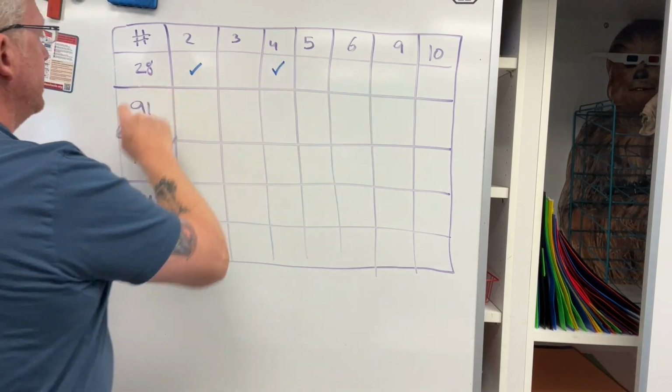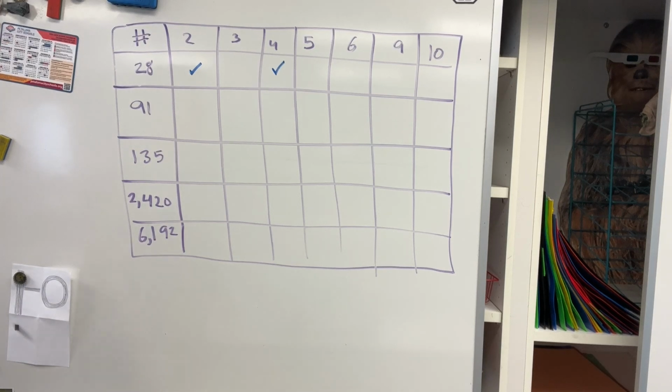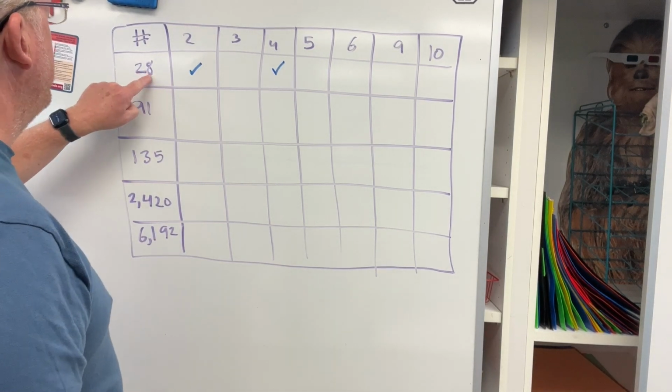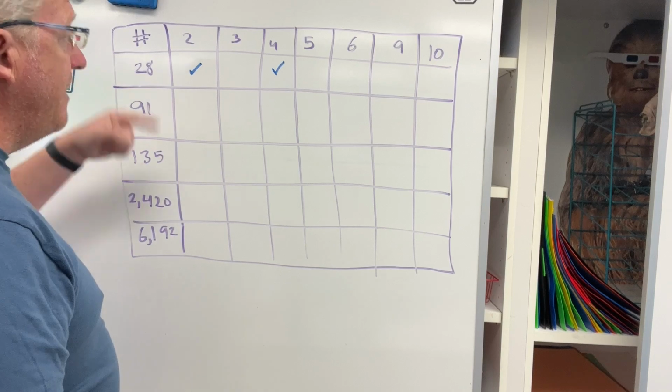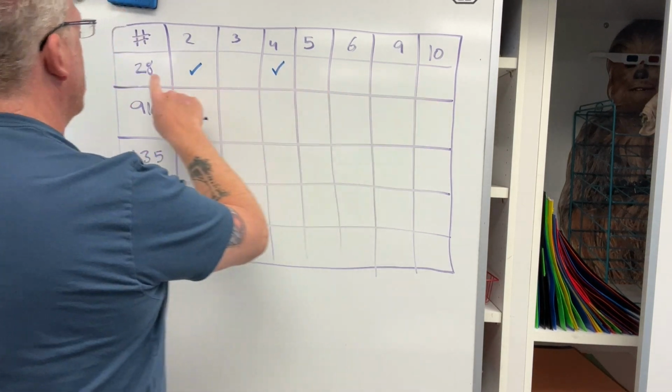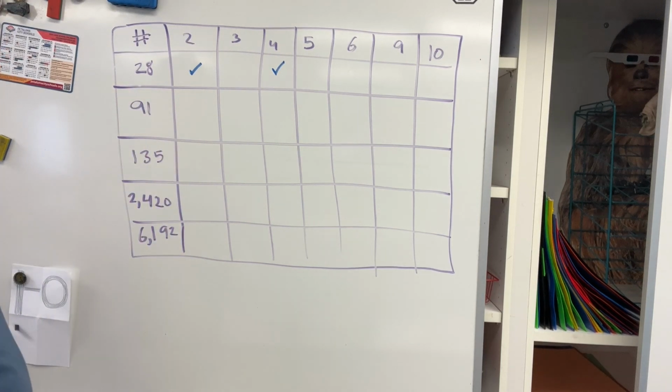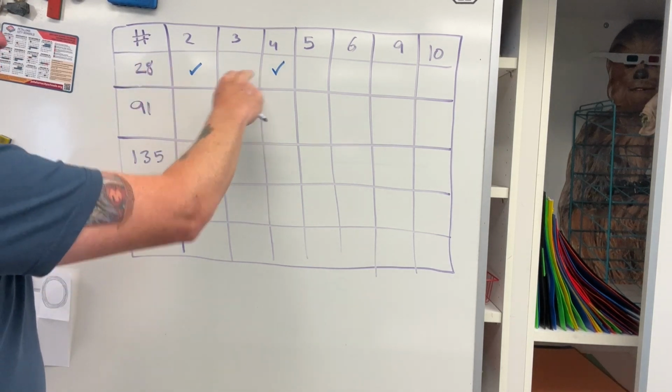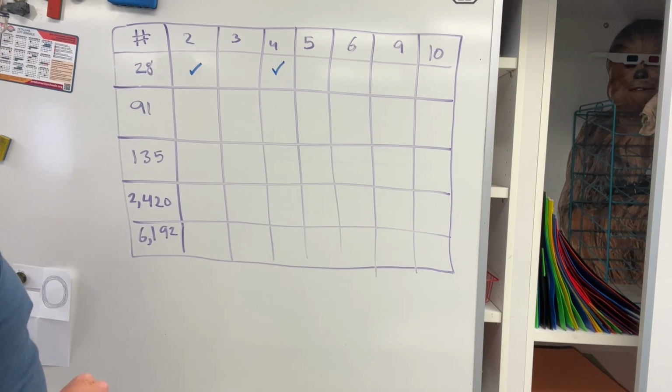9 is not, because I cannot count by 9s and hit 28, but also 8 plus 2 is 10, and that is not divisible by 9, so no. And then 10 is not, because there's not a 0 in the 1s place. All right, so only 2 and 4 in that row.